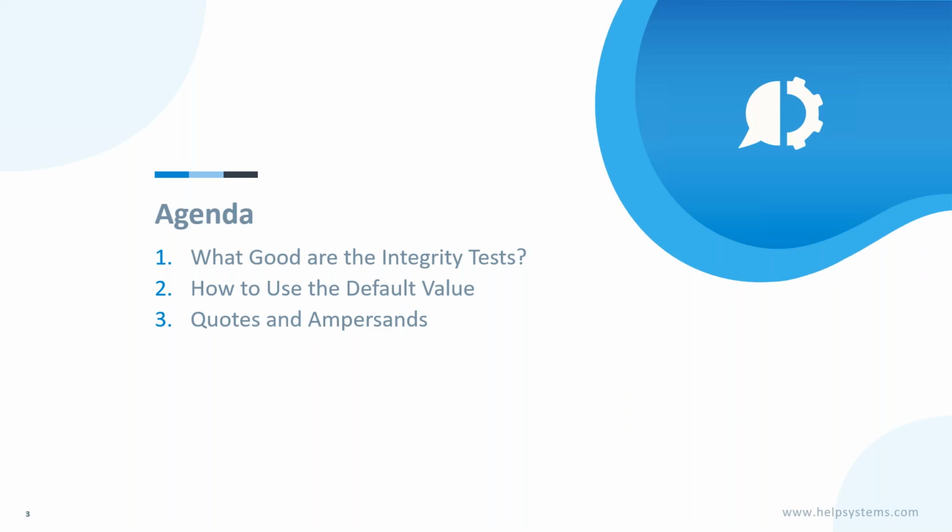We're going to focus on a couple key areas of variables because we've only got 30 minutes and there's actually a lot more to say, especially regarding integrity tests, than I even realized. And what we'll talk about today are the integrity tests, the default values, and we're trying to sort out some of the mystery over quotes and ampersands and how we use those in variables.